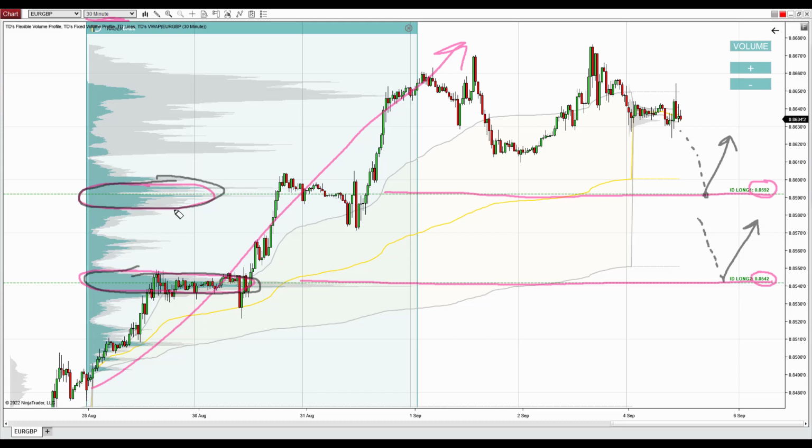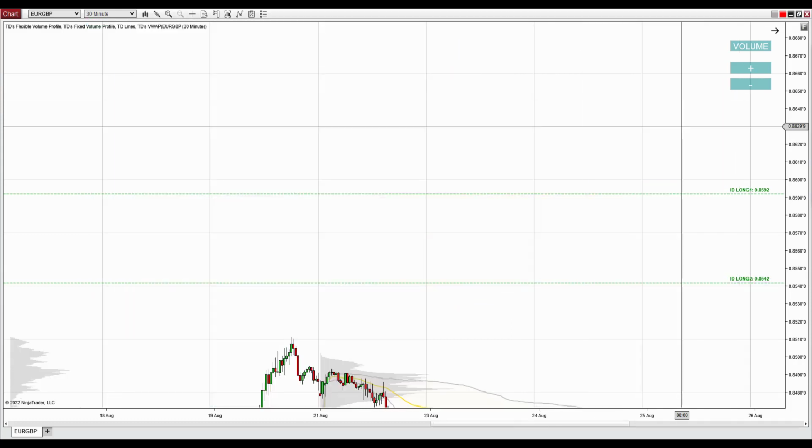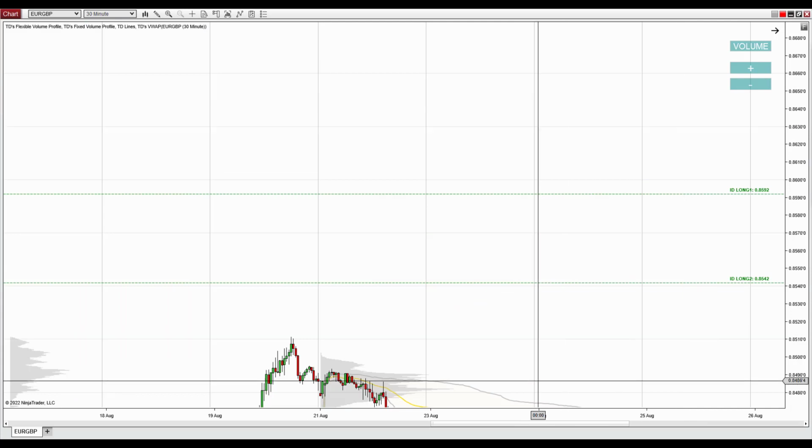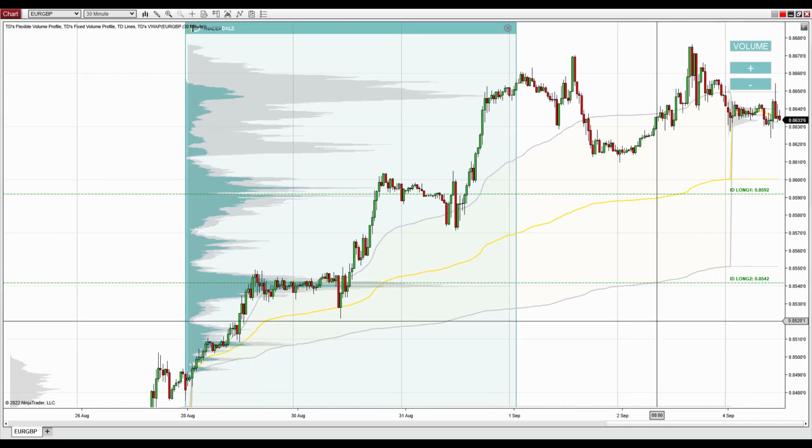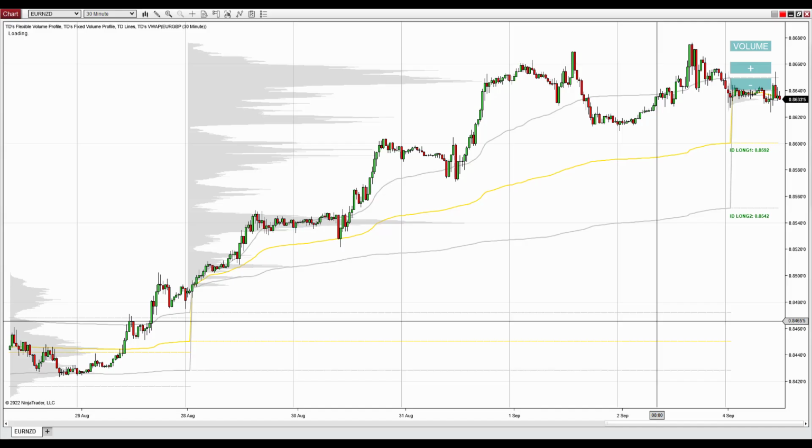Alright, this is a setup which I call the trend setup. I trade it when there's a trend, for example, like in here. I look for significant volume zones and I trade from those volume zones like this. Alright, so that's the trend setup on the Euro British Pound. And let me now switch over to another chart. Let me switch over to Euro New Zealand dollar.